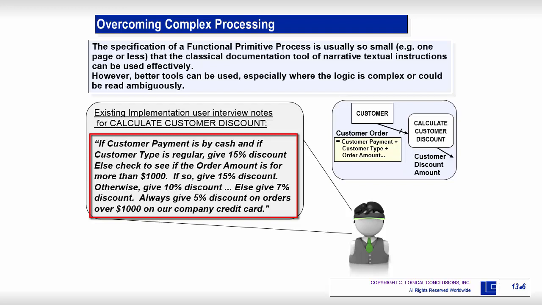Else check to see if the order amount is for more than $1,000. If so, give 15% discount, otherwise give 10% discount. Else give 7% discount. Always give 5% discount on orders over $1,000 on our company credit card. These interview notes try to account for each condition with a corresponding action, but it still seems confusing.